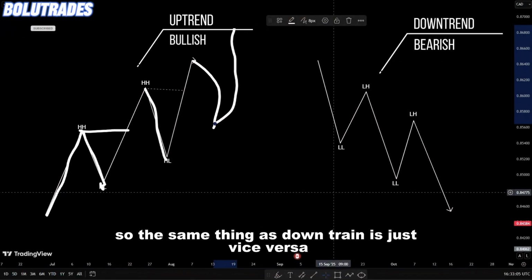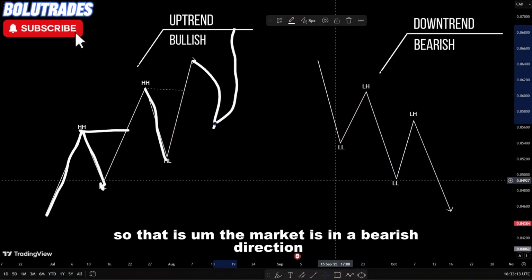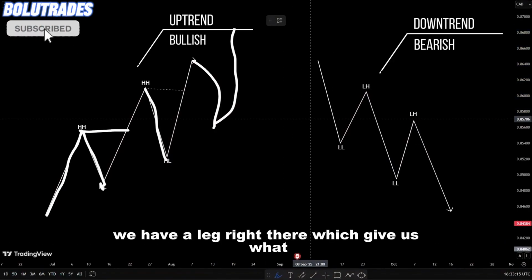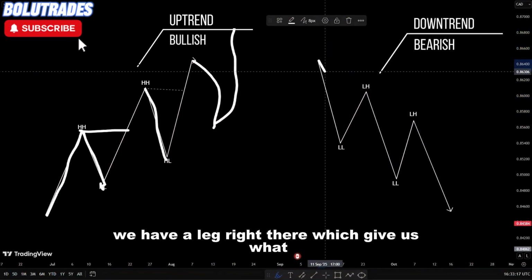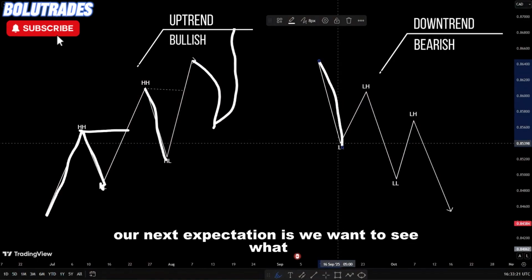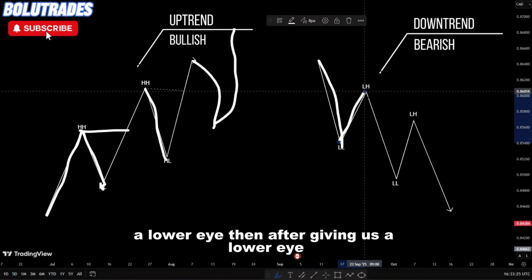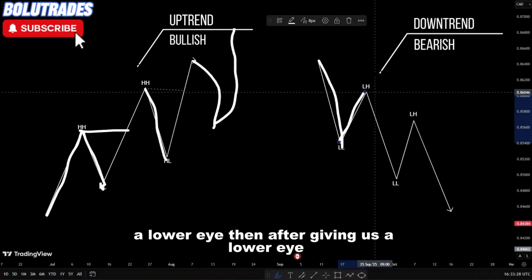The downtrend is just vice versa. Uptrend and downtrend. Another word for downtrend is bearish, so the market is in a bearish direction. So what do we have here? We have a leg right here, which gives us a lower low. Then after giving us a lower low, our next expectation is we want to see a pullback to the upside, giving us a lower high.